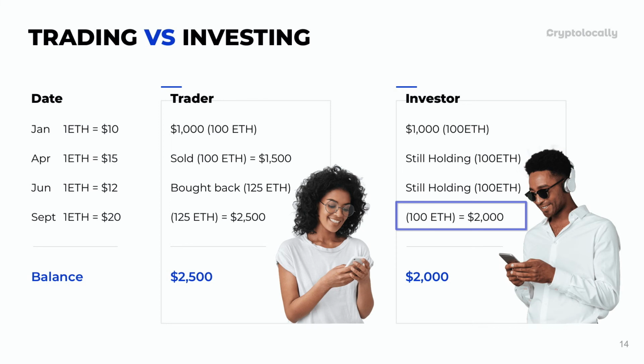At the end of the day, the trader ended up with more money due to buying and selling during the trading session. The investor held throughout the year. She didn't touch it, she didn't sell it, she didn't buy anything back. So that's the difference between a trader and an investor. Over a short period of time, the trader will buy and sell to increase profit. But the investor prefers to wait till the end of the year. If the value goes up, then she's fine.